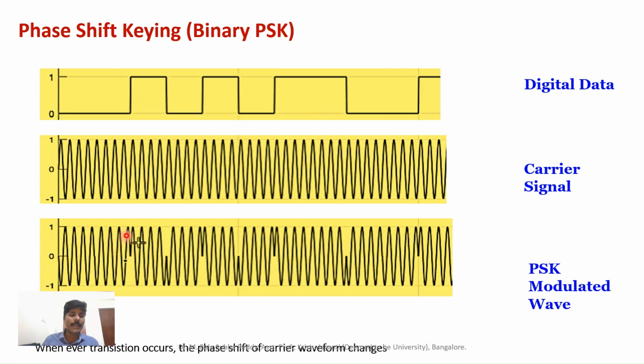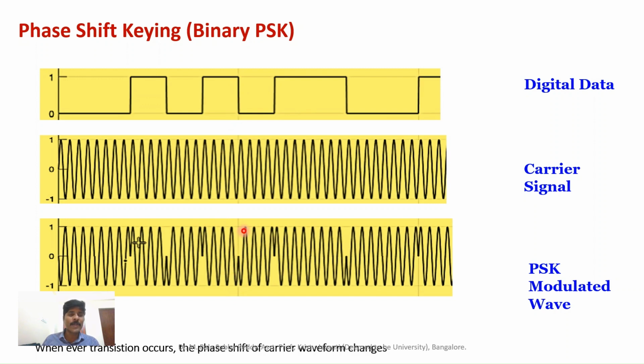Here we can see at this point the binary input is shifting from 0 to 1. The transition is happening from 0 to 1, and hence a phase shift of 180 degrees is seen at this point. Similarly, when the input is shifting from 1 to 0 at this transition point, again one more 180 degrees phase shift has been seen. Likewise, whenever the input is shifting from 0 to 1 or 1 to 0, there is 180 degrees phase shift in the output, and hence this modulation technique is called as phase shift keying.